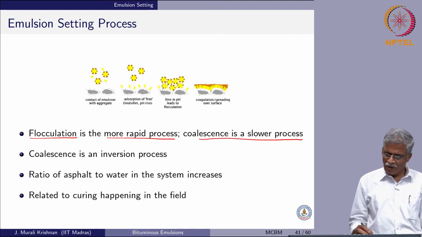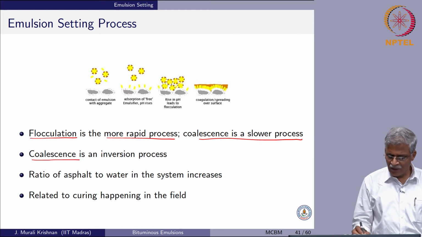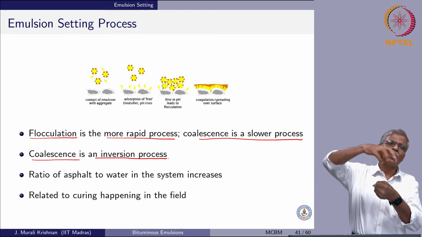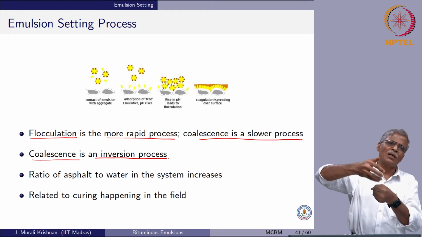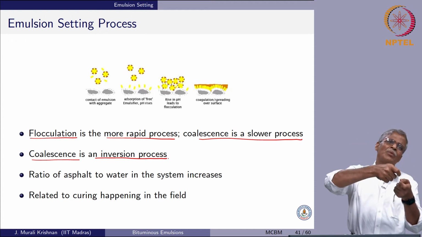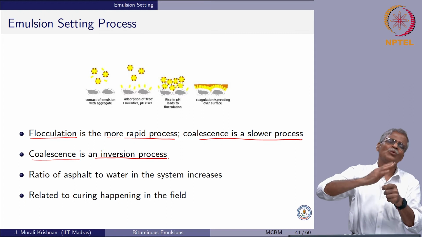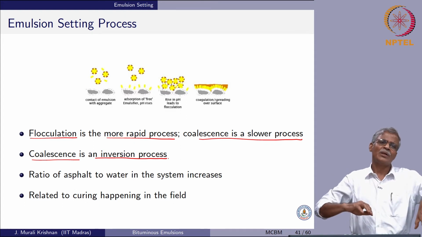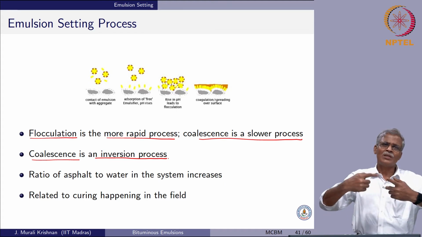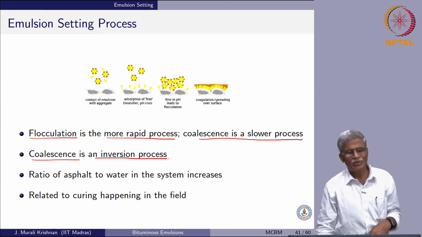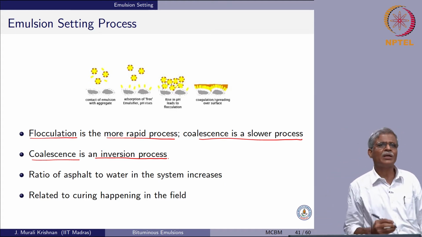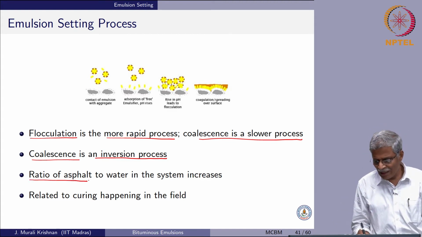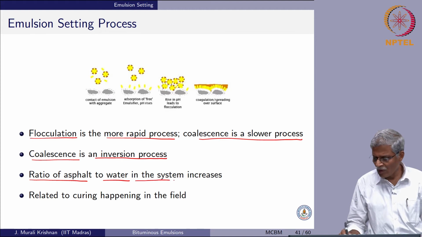Number 1, the coalescence is an inversion process. Why is it an inversion process? Because the droplets that you see here, you initially made your emulsion by breaking into small droplets, then covering them with the surfactant and suspending them in water. Now, in the coalescence, what happens? The opposite of it actually happens. So, that is what is really meant by the inversion process, and the binder ratio will increase.